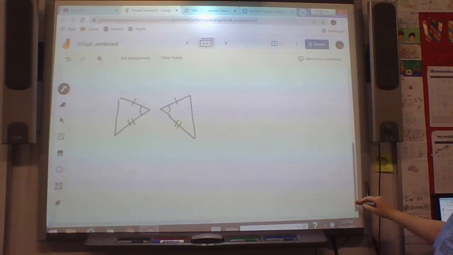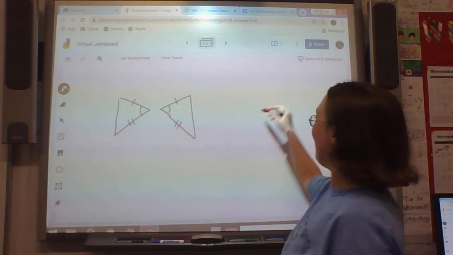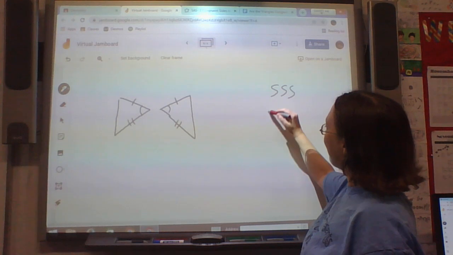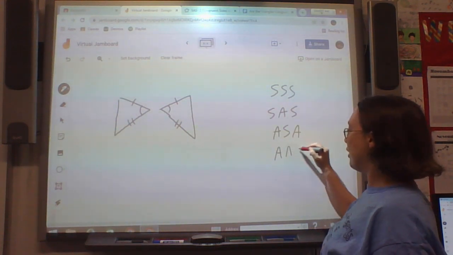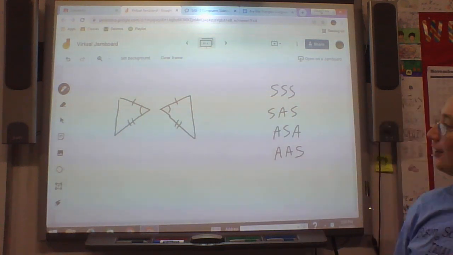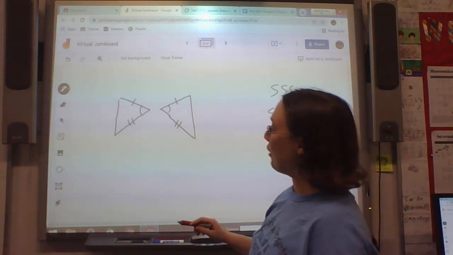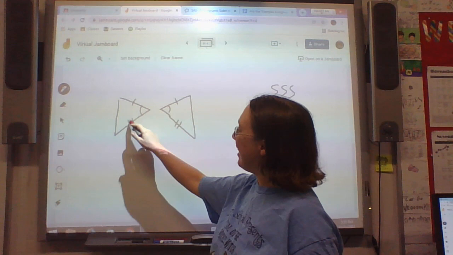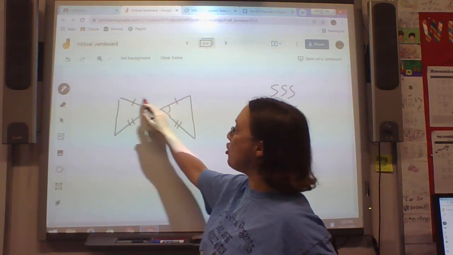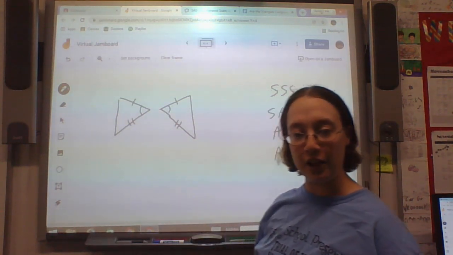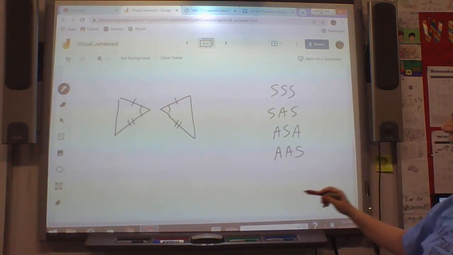All right, let's try one. Let's say I've got this. So is this side, side, side, side, angle, angle, angle, angle, side, or none of the above? So if we're looking at this pair of triangles, we have some sides and we have the angle between them. So we have the included angle. So we have two pairs of sides and the included angle. So I'm thinking that side, angle, side.